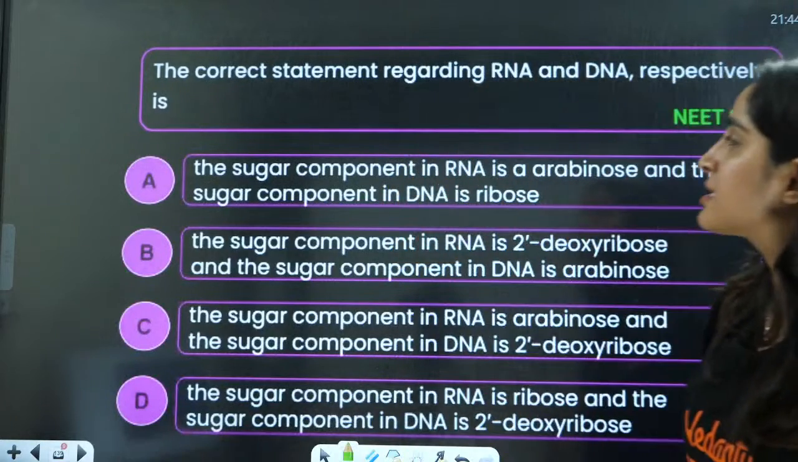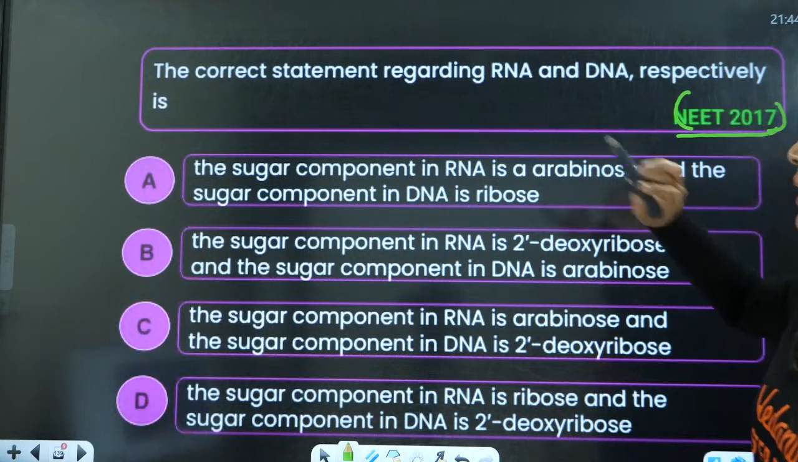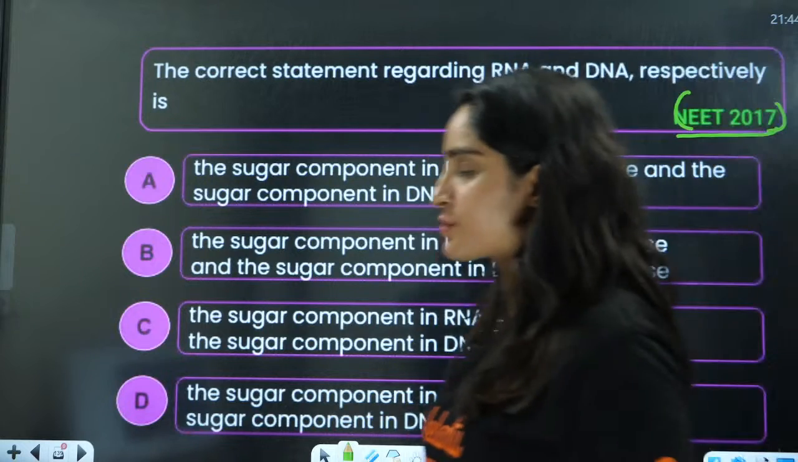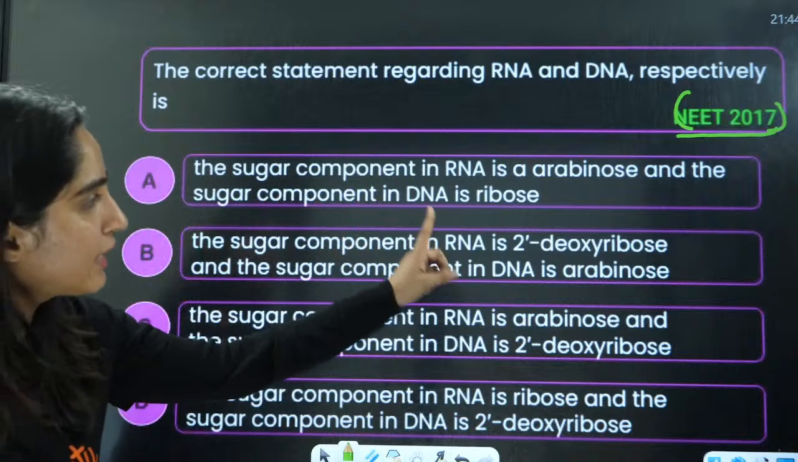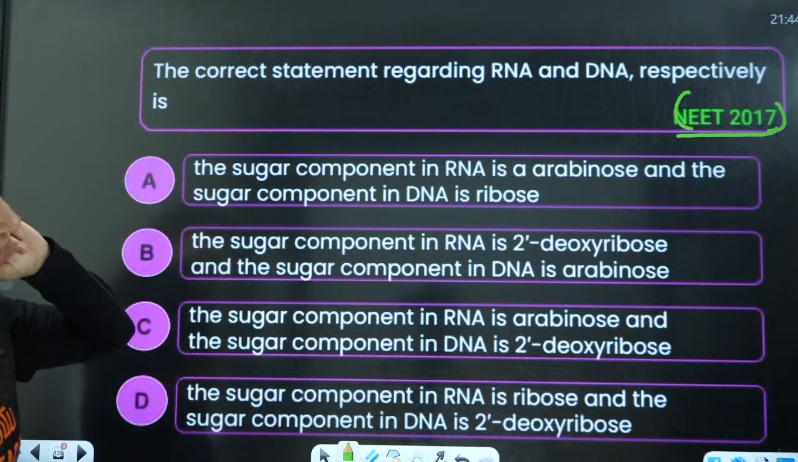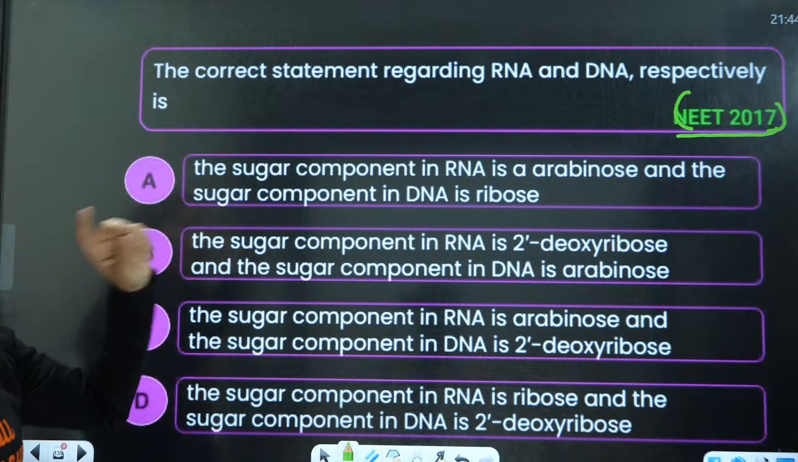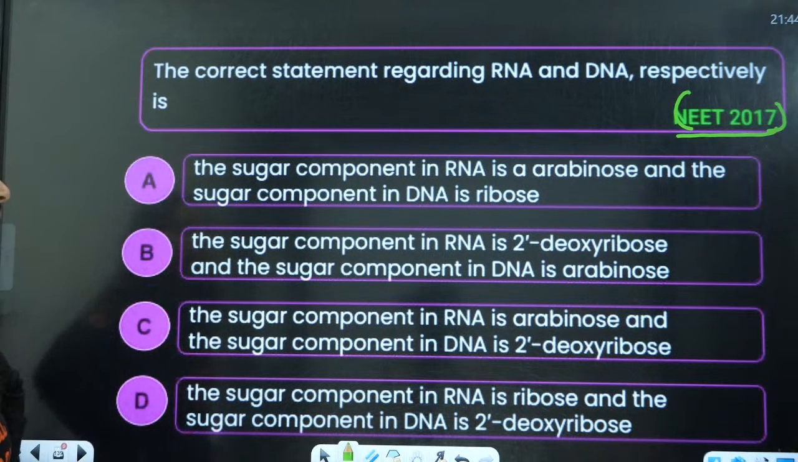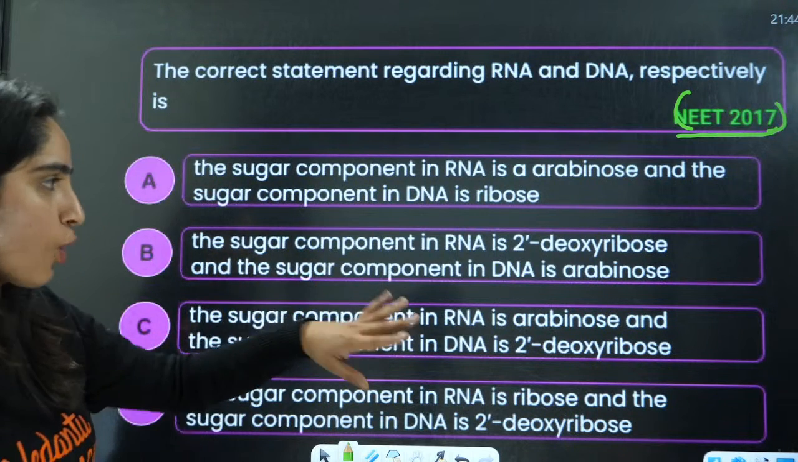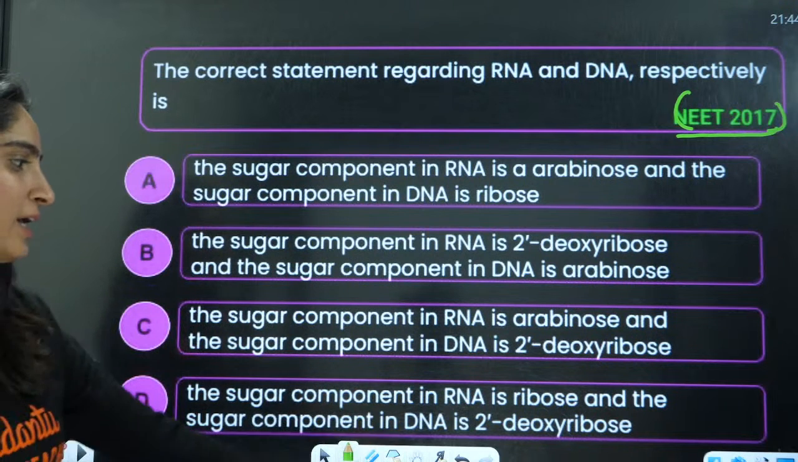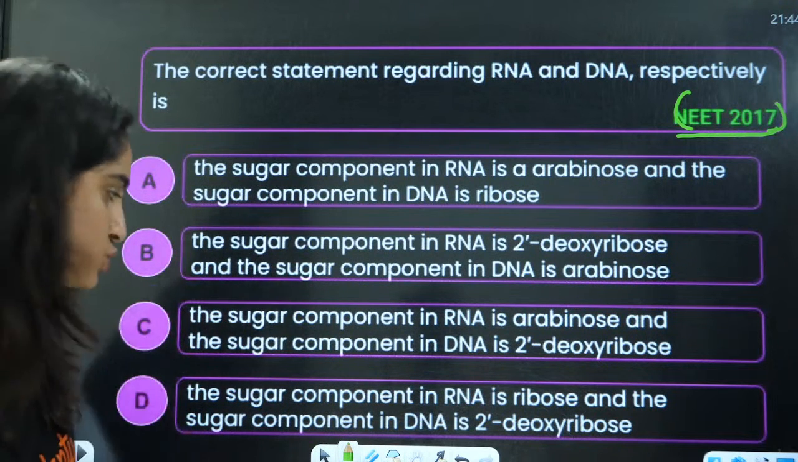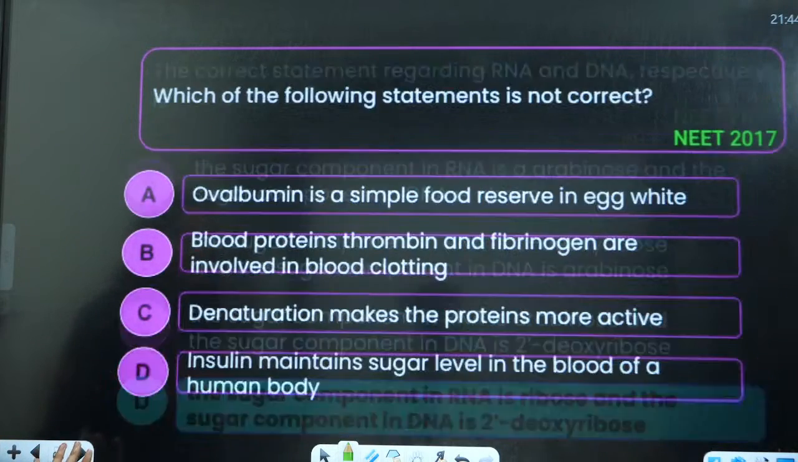Next is the correct order. 2017 question. RNA and DNA respectively are the correct statement. The sugar component in RNA is ribose and in DNA is 2-deoxyribose. The other options say arabinose. D is going to be the right answer here.